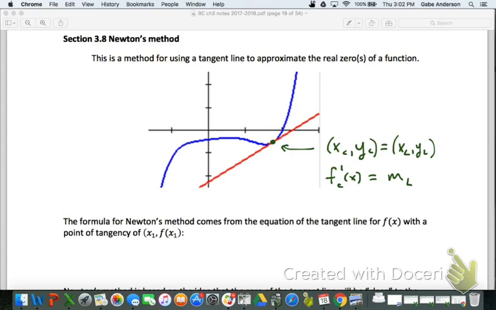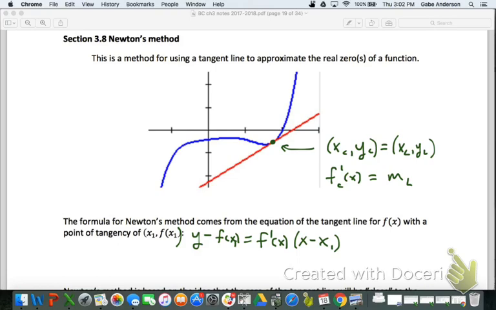The formula we're going to use for Newton's method comes from the equation for the tangent line with that point of tangency, x1 comma f of x1. That would look like this: y minus the y coordinate is equal to slope times x minus an x coordinate. That is the equation of the tangent line in point slope form.